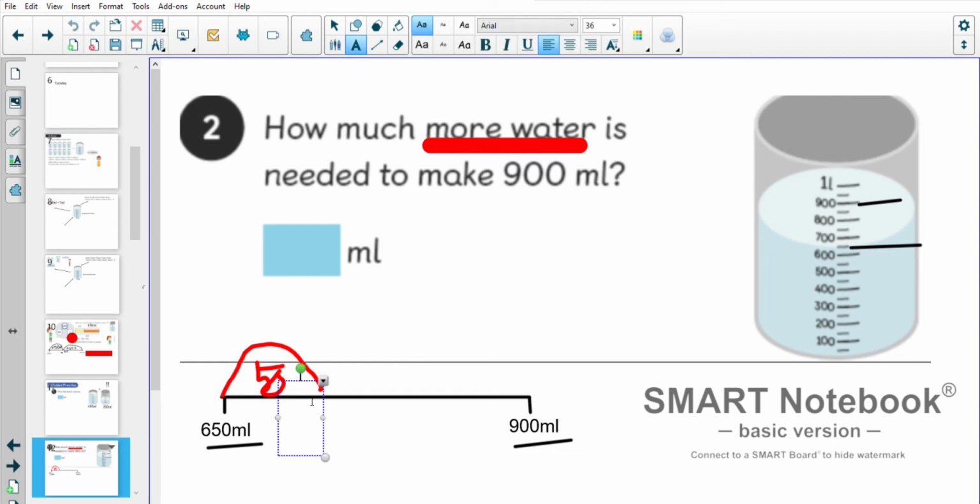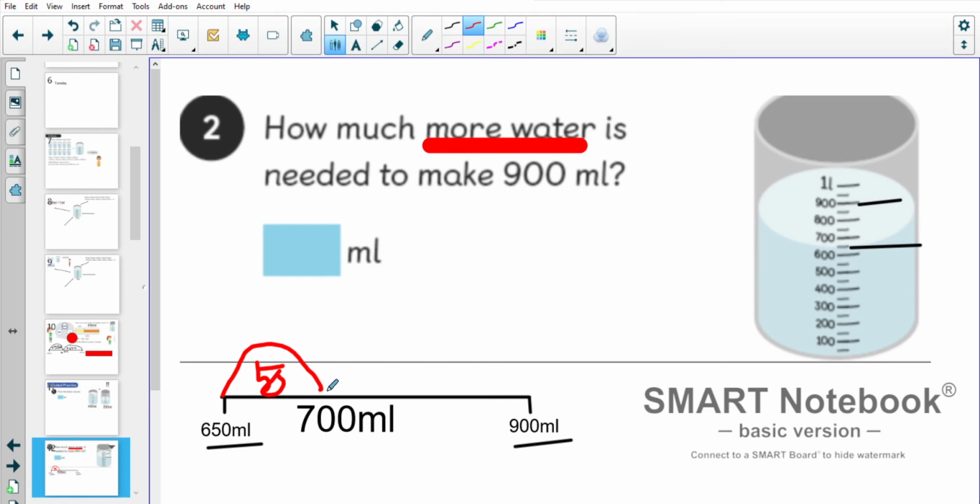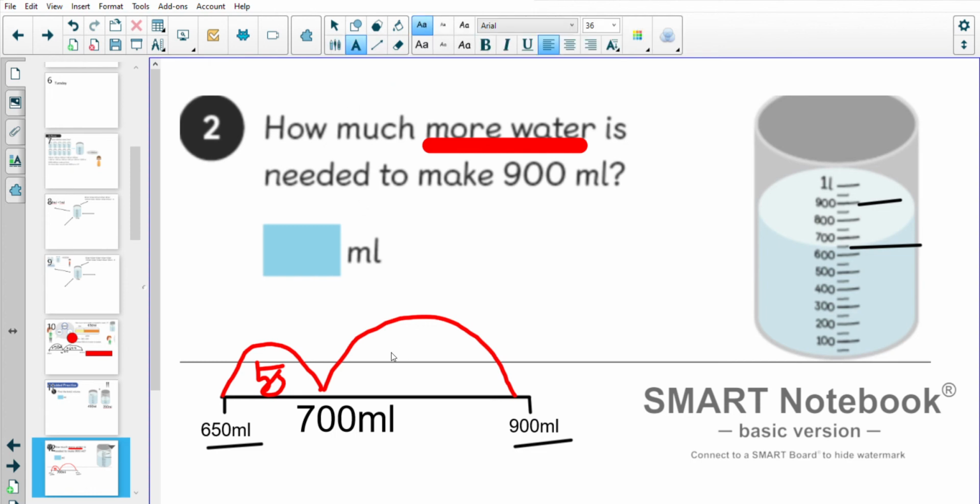So I go to 700 millilitres, and then I need to do another jump to get to not 1,000 this time, but 900. Well, I know that 7 add 2 is 9, so I'm going to add in 200 millilitres. So altogether, I've got 200 plus the 50. I need an extra 250 millilitres to get to 900 millilitres.